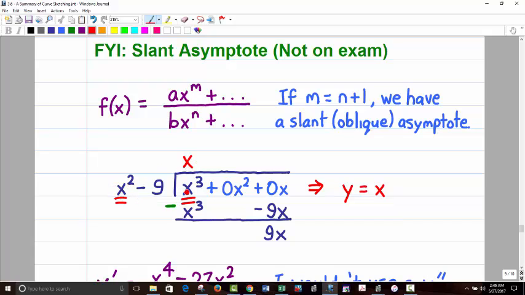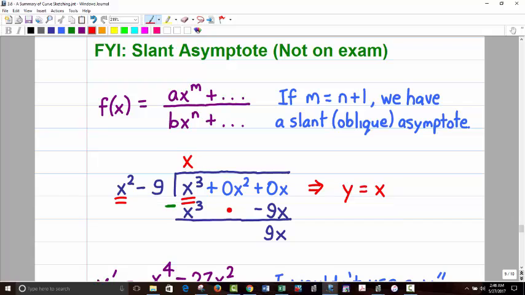You go x squared goes into x cubed, x times. Then you distribute. And remember, division, you're always subtracting going down. So you take x times x squared is x cubed. X times -9 is -9x. You're subtracting, so that makes this +9. 0 minus a -9 is actually +9. These are supposed to cancel. And then now you're done.